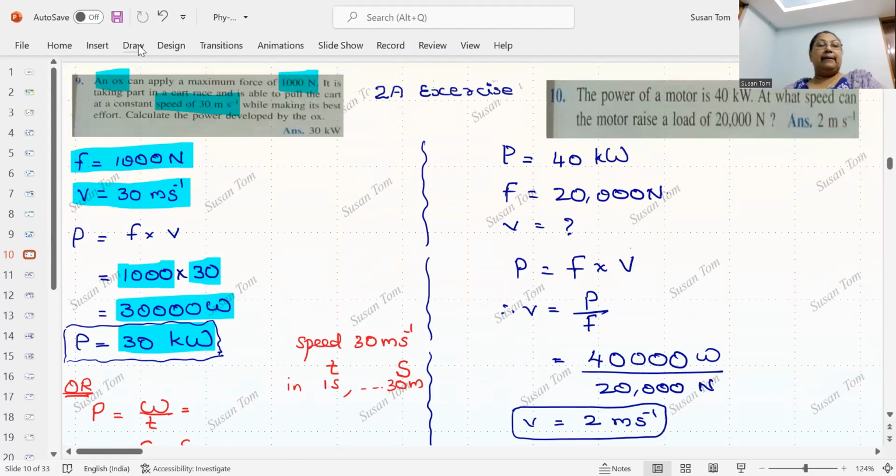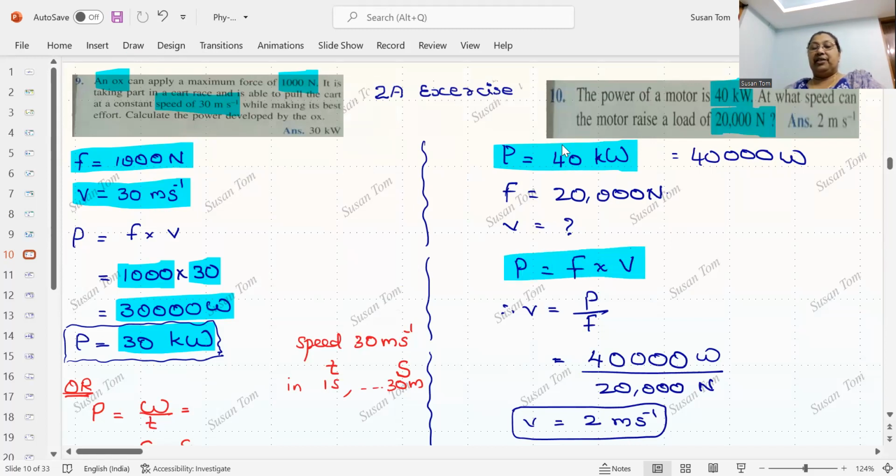10th question on the right side. Power of a motor is 40 kilowatt. At what speed can the motor raise the load of 20,000 Newton? Same F into V equation will use. Power is 40 kilowatt. You want to make it into watts, no? Kilowatts, you have to convert into watt, which is equal to 40,000 watt. Force is 20,000 Newton. Velocity you have to calculate. P is equal to F into V, therefore V is equal to P by F. P by F, you get 2 meters per second.